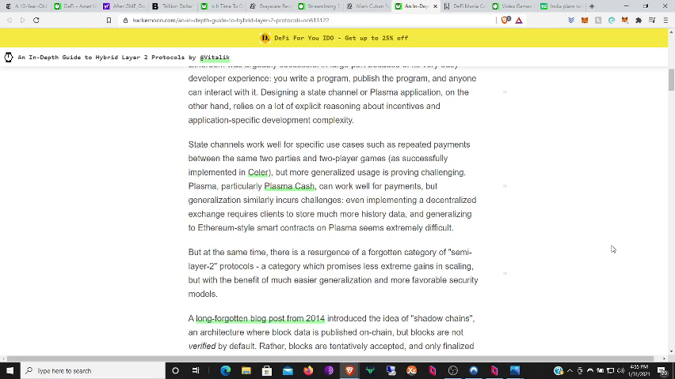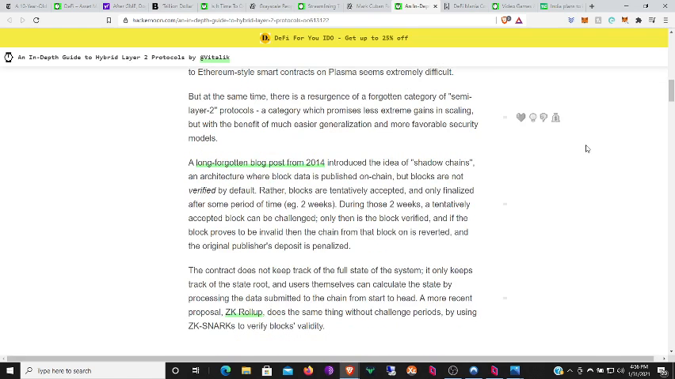Plasma seems extremely difficult. But at the same time, there is a resurgence of a forgotten category of semi-layer 2 protocols, a category which promises less extreme gains in scaling, but with the benefit of much easier generalization and more favorable security models. A long-forgotten blog post from 2014 introduced the idea of shadow chains, an architecture where block data is published on-chain, but blocks are not verified by default.